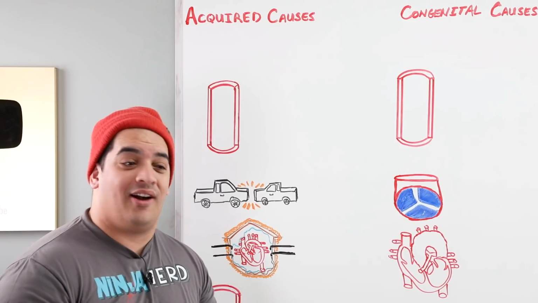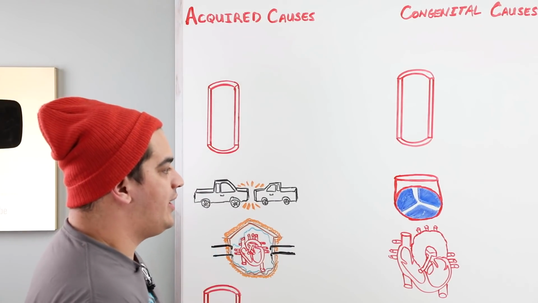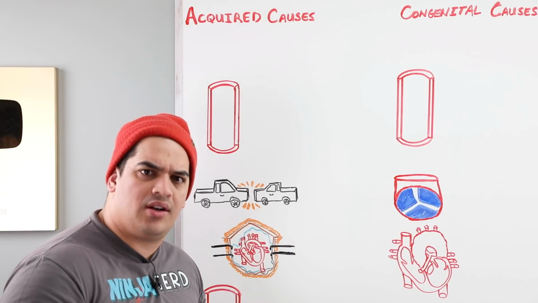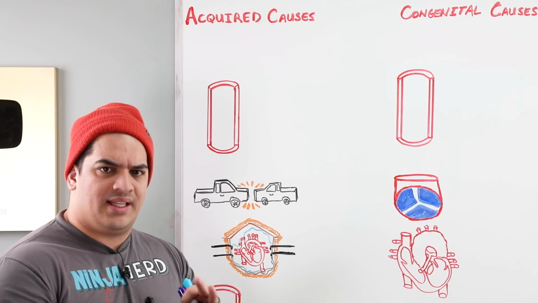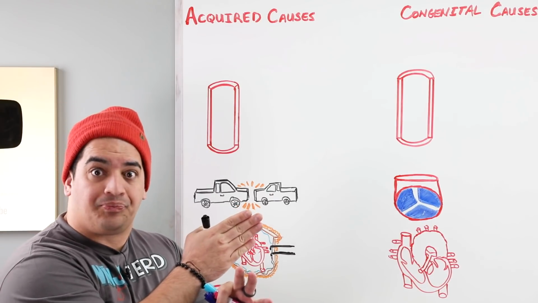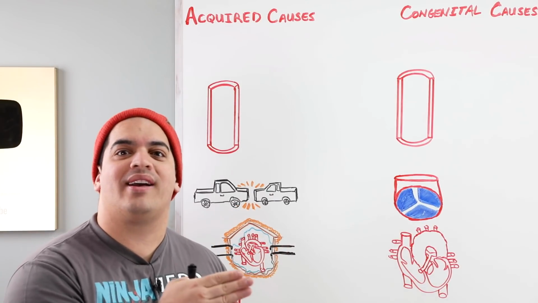Let's get into it. All right, Ninja Nerds, so let's talk about aortic dissection. First, let's focus on the causes or the etiology. So when we talk about aortic dissection, what is it? It's basically a tear through the tunica intima.